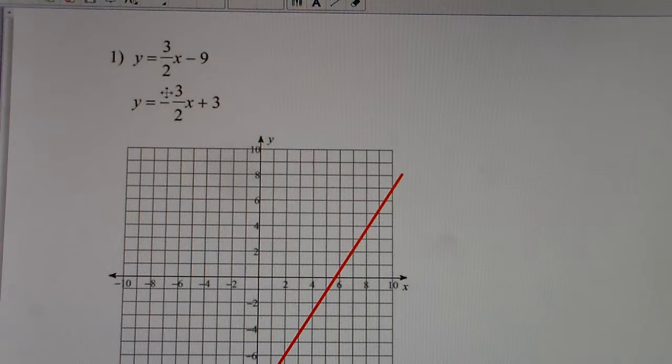Now we have to graph the other one: y equals negative 3/2 x plus 3. So we do our line. Plus 3: 1, 2, 3. That's our y-intercept. And we're going to go down 3, to the right 2. Down 3, to the right 2. There we go.